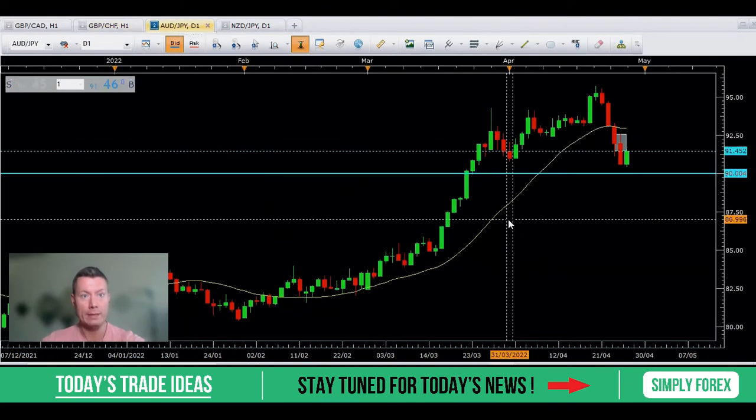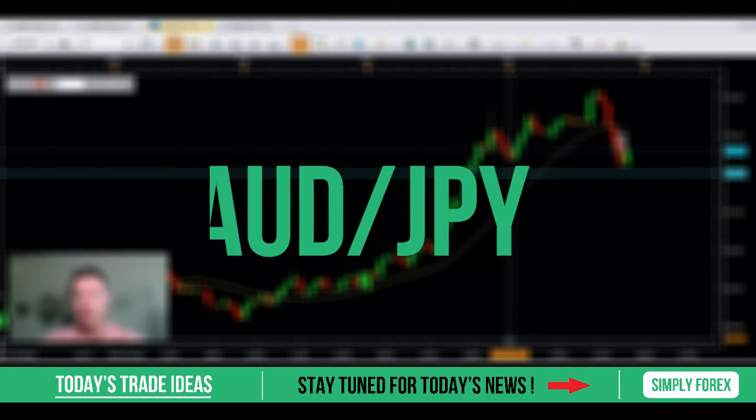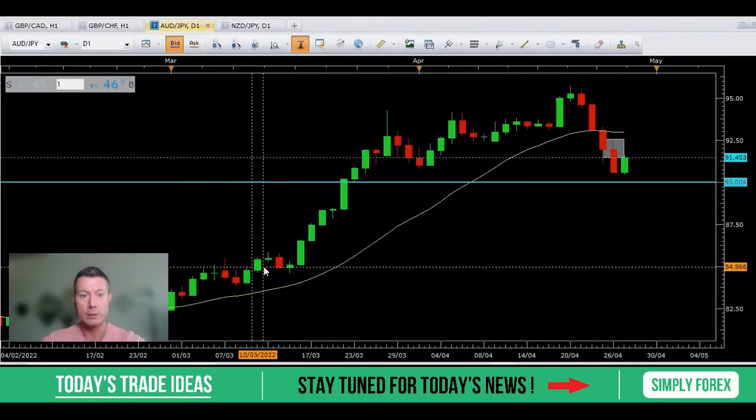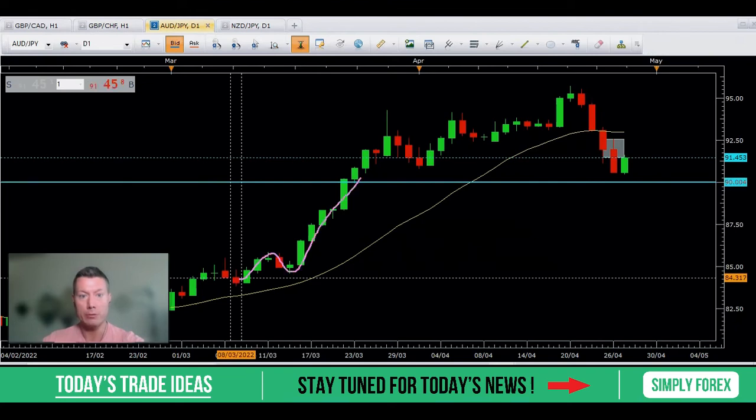Next trade idea is this. This is the Aussie dollar against the Japanese yen. I really like this trade. As you can see, price was in an uptrend. Higher highs, higher lows, higher high. Okay, not a higher high.